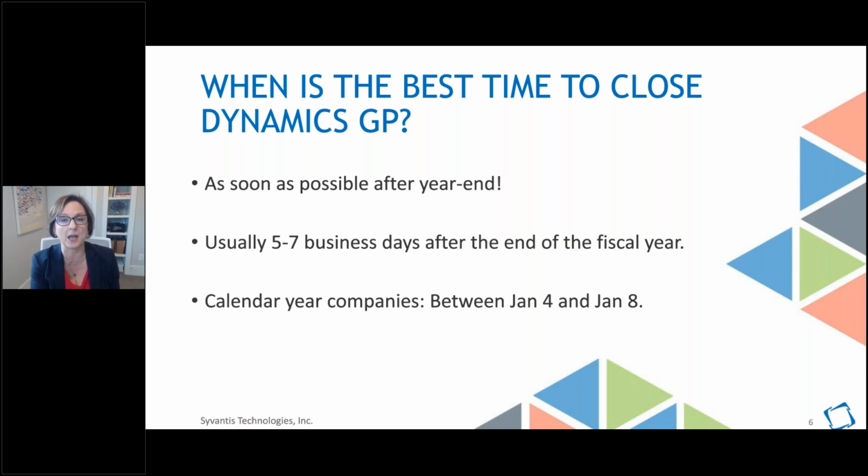I cannot emphasize this enough. Every year, and I've been doing this for 20 years, I have some client that comes back to me in February and says, well, we haven't closed the GL yet. I'm like, what? Why? You should have the GL closed usually within 5 to 7 business days after the end of the fiscal year. If you're a calendar year company, you should have it closed between about January 4th and January 8th. And I would say the vast majority of our clients have GP closed within that period of time.